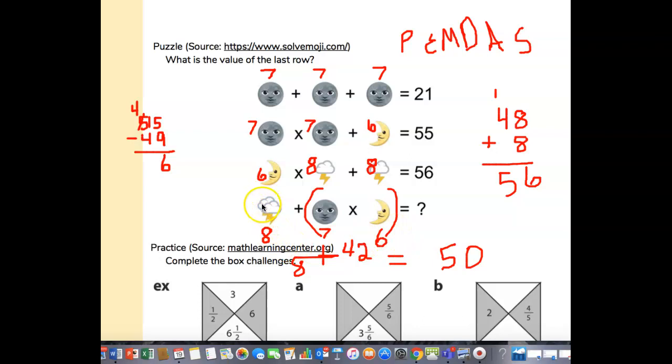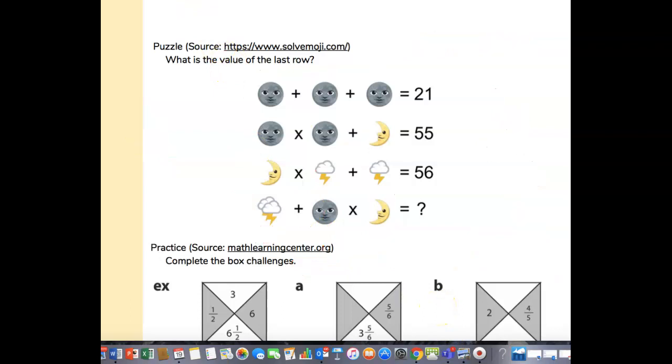There's 2 of these. So this is not 8. This is 16 because there's 2 of the clouds. Okay, I hope you caught that. All right, so 42 plus 16. Okay, 6 plus 2 is 8. 4 plus 1 is 5. So the answer is 58, not 50. Okay? All right, let's move down.